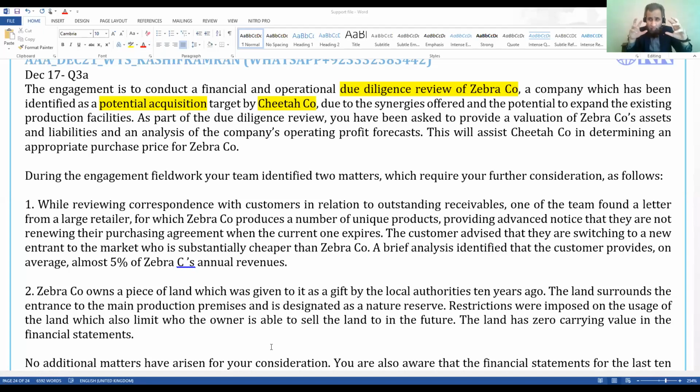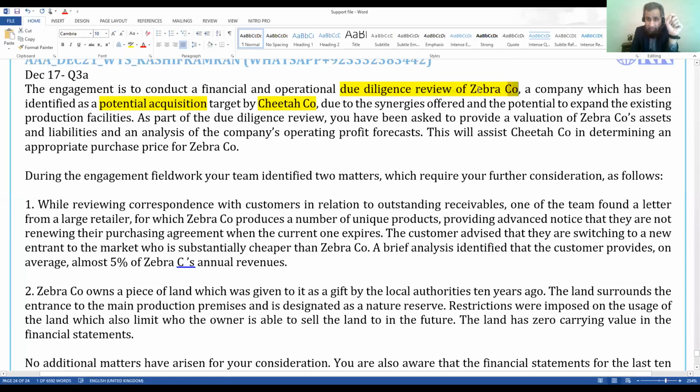What is the relationship between Zebra and Cheetah? Is Cheetah the buyer and is Zebra the seller? True, false? Okay, true, good. So who are we? We are the auditor, Leopard. And Leopard has to perform a due diligence of the seller or the buyer? They have to perform the due diligence of the seller, Zebra Company. They have to perform a due diligence review of the Zebra Company.